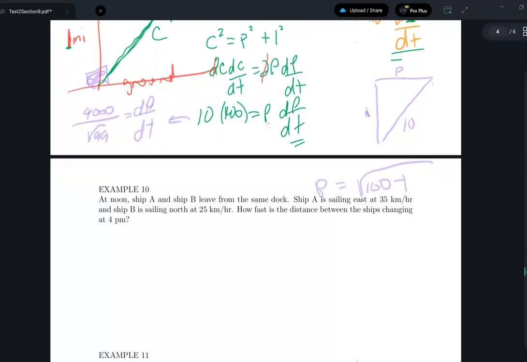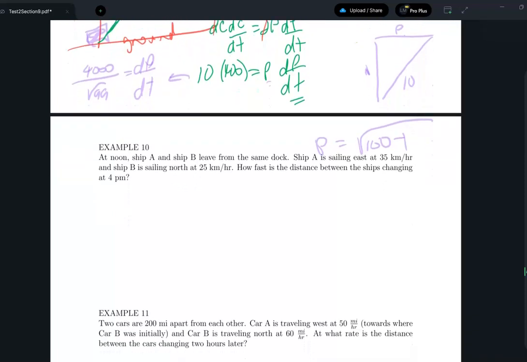Right, so here we got 2 ships leaving from the same dock. So they're leaving from here. So ship A is sailing east. So I'm not going to label this ship as A. I'm going to label the length that this distance is growing. So I can say if that's the length of A, dA over dt is growing at 35 kilometers per hour.